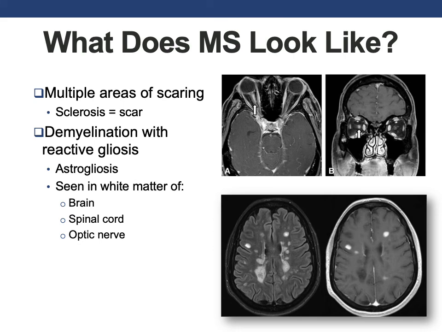What does MS look like? The central nervous system scarring caused by multiple sclerosis can be seen on MRI. The word sclerosis actually means scar. If a person has had more than one period of exacerbation, an MRI may show multiple areas of demyelination with reactive gliosis. I say may show astrogliosis because it takes time for the scars to appear. The gliosis can be visualized in white matter of the brain, spinal cord, and optic nerve.